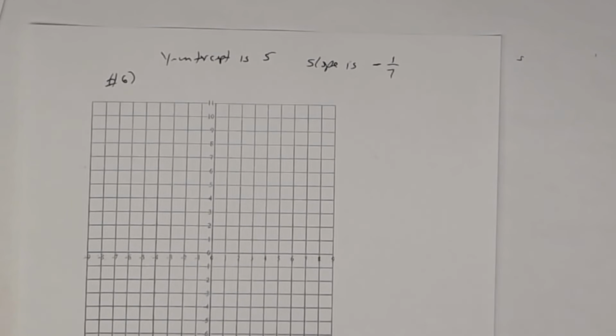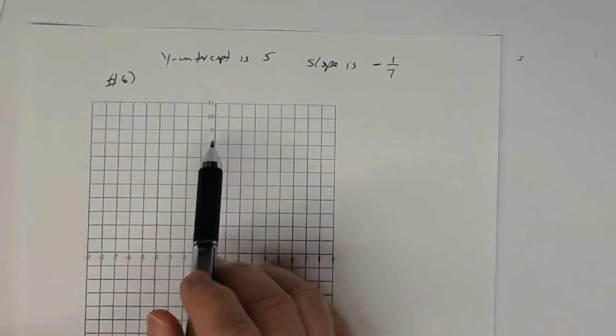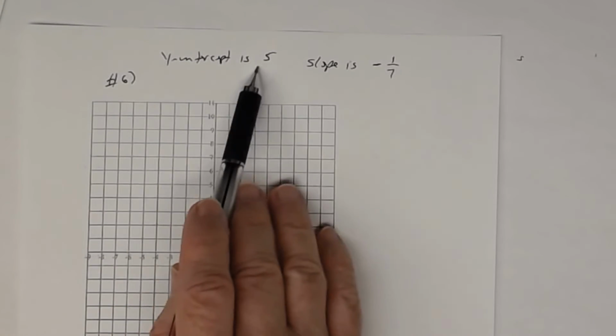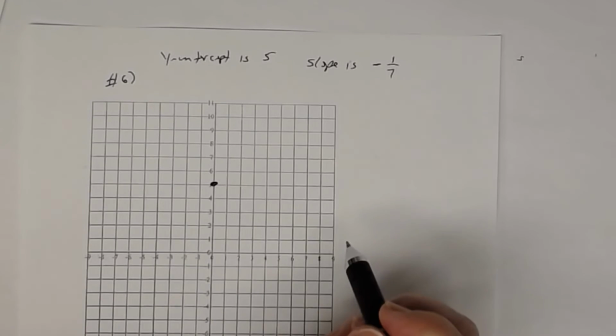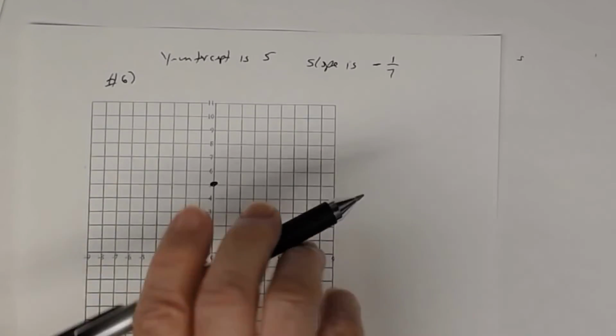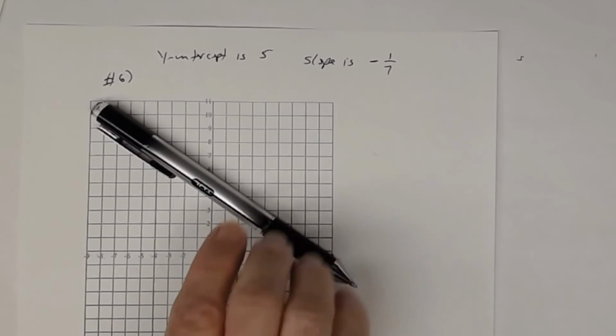All right, so here's number 6. You have that the y-intercept is +5, and that the slope is -1/7. Remember, to graph a line, we need 2 points. The y-intercept is one of the points I know, so let's go ahead and put a dot at +5. And remember the slope is negative, so your line's going to fall. It'll look something like that.